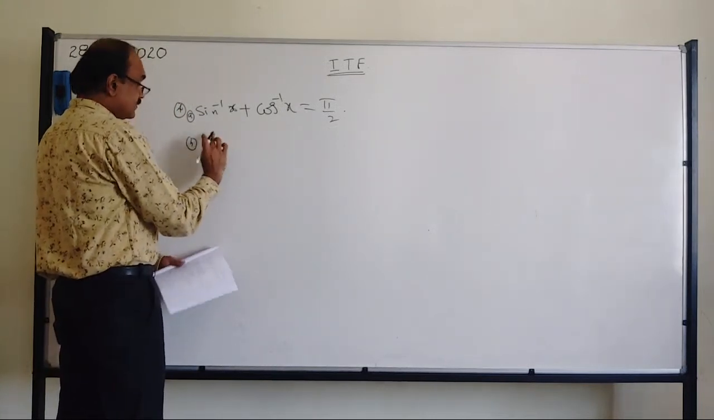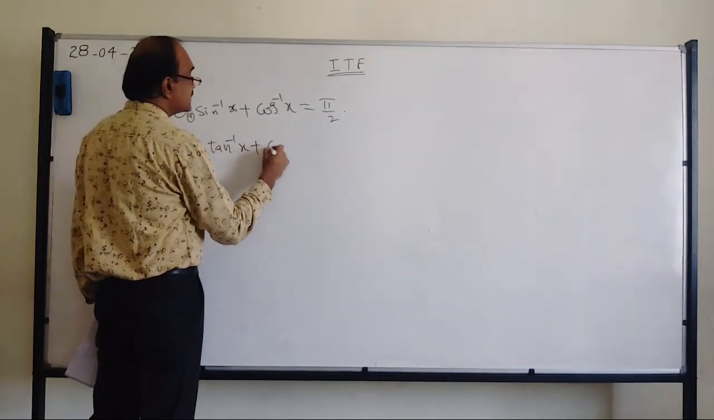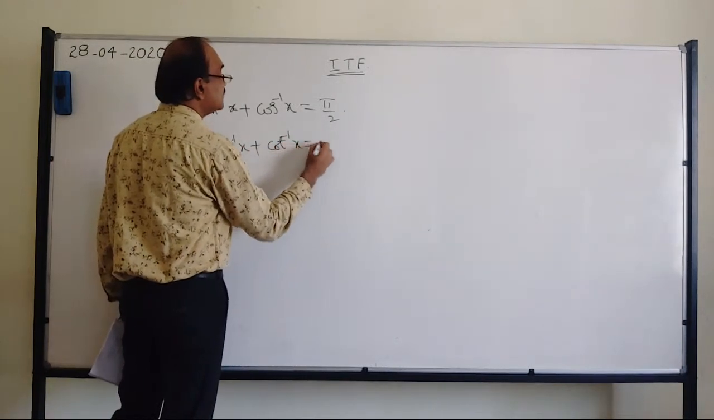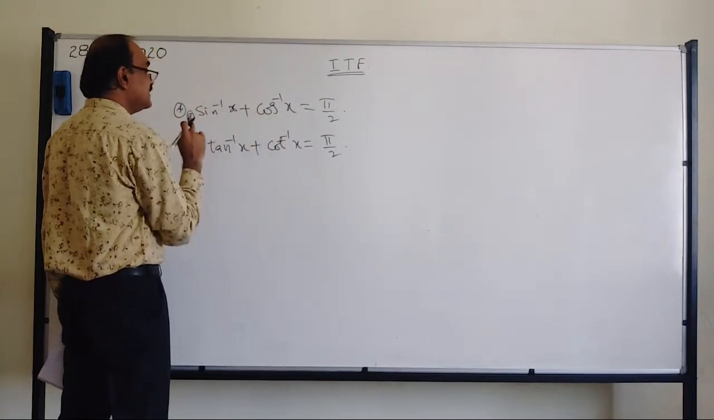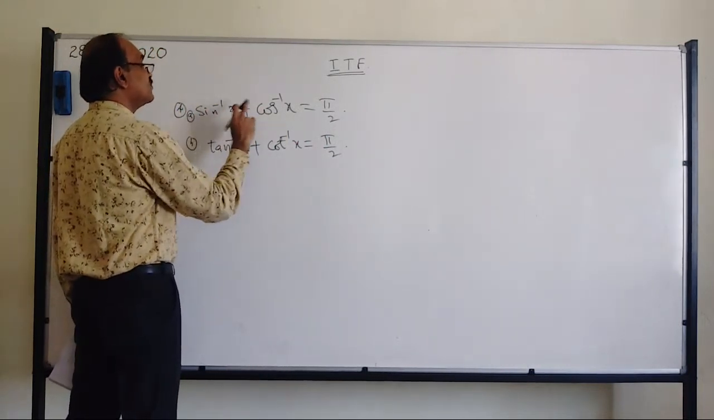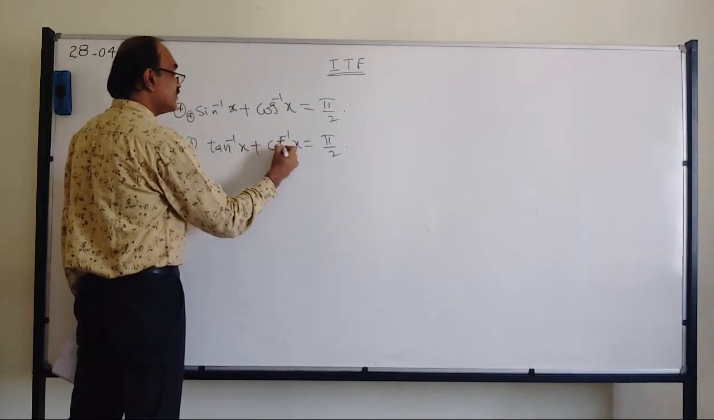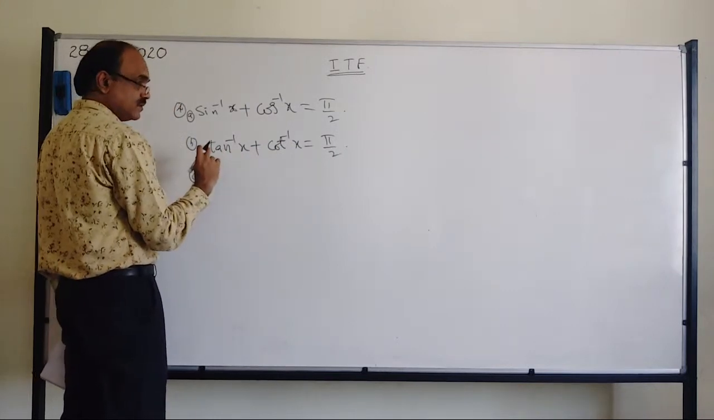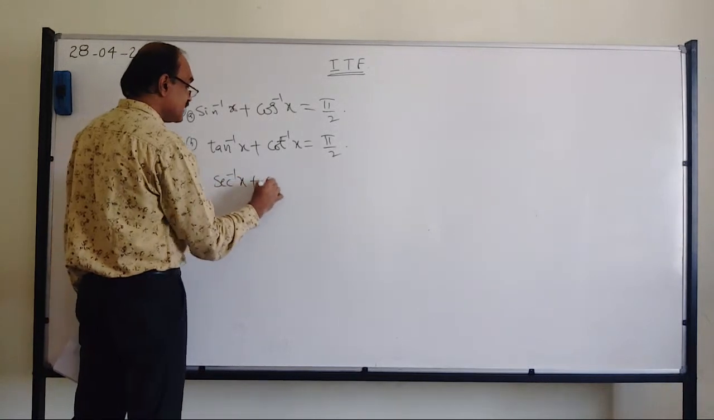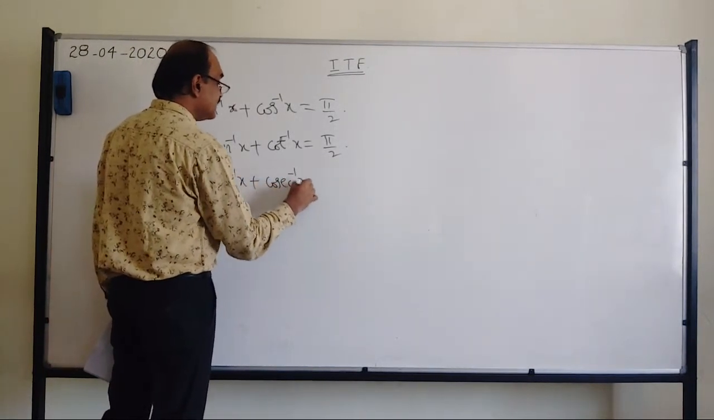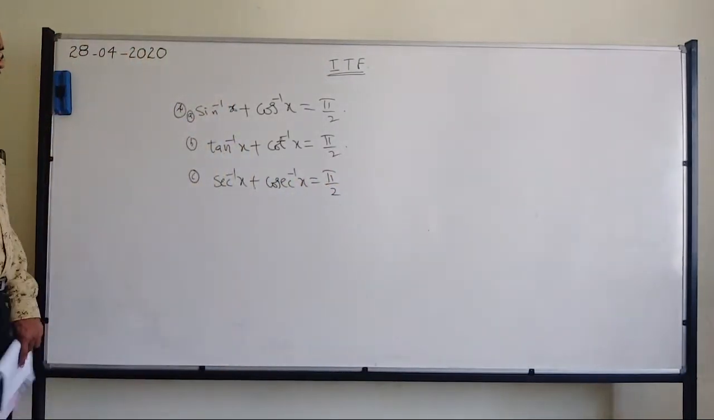Next, tan inverse of x plus cot inverse of x, you get pi by 2. Now what is left here? Sine and cos are going together, you see, complements. Sine cosine, tan cotangent. Now what is left? Secant cosecant. Secant inverse x plus cosecant inverse x is equal to pi by 2. Very important properties.